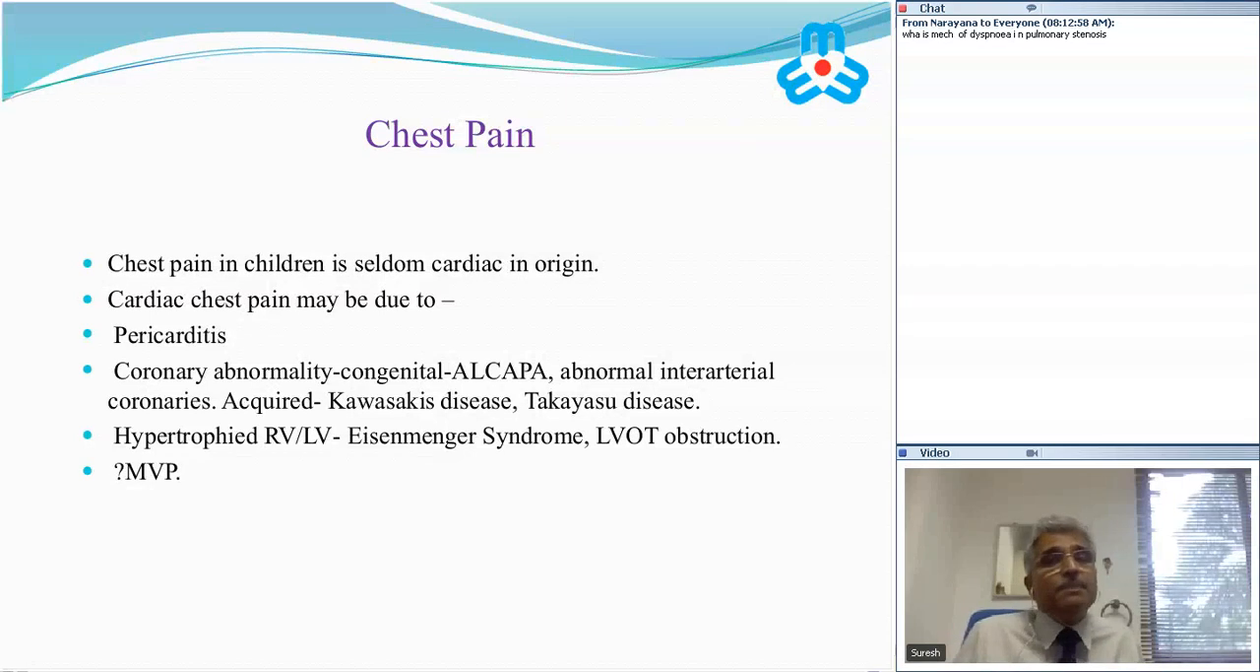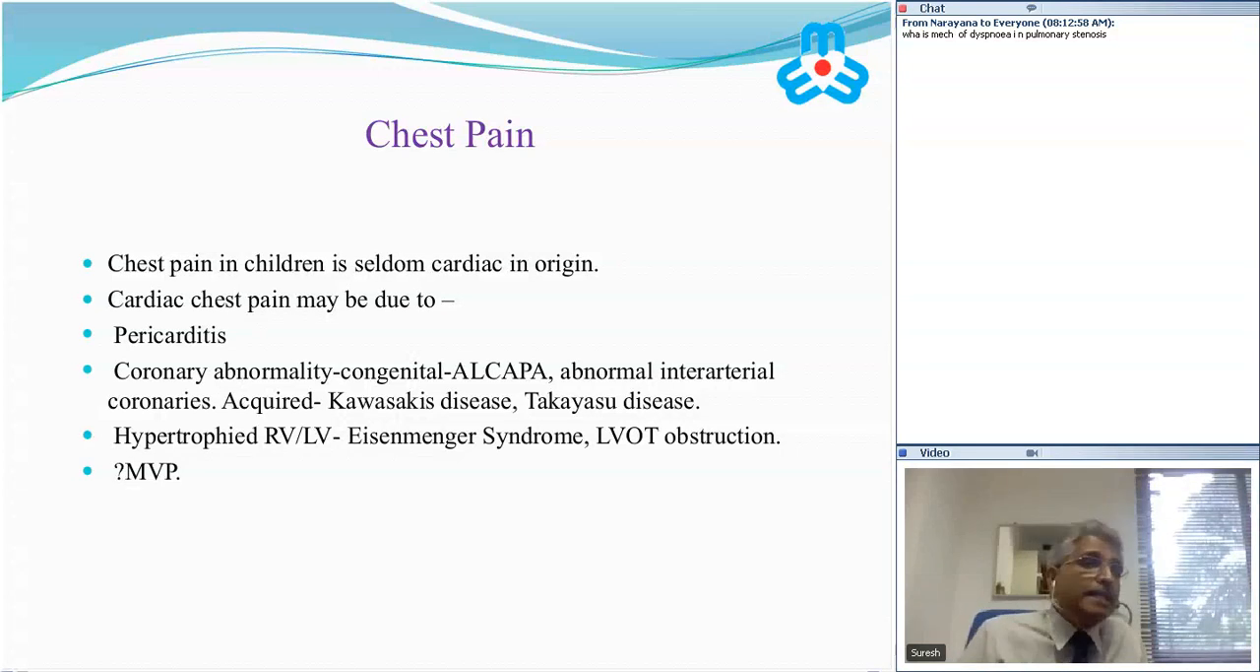Yet another symptom is chest pain. Chest pain in children is seldom cardiac in origin. This is important to remember, because it is extremely common for anxious parents to bring a child who complains of some pain somewhere in the chest, and if there is an ECG in their hand, it is extremely unlikely that it is anything significant.